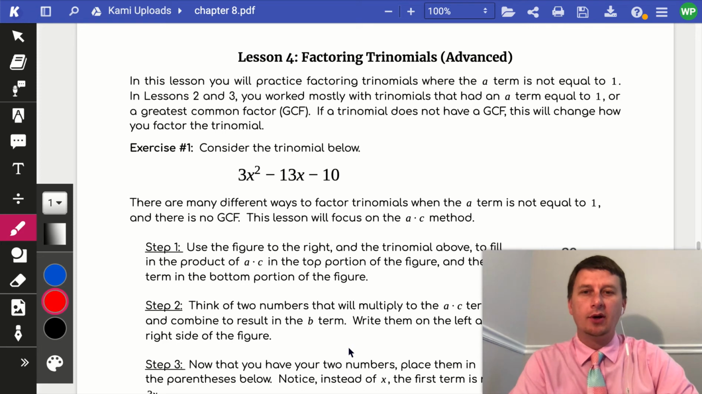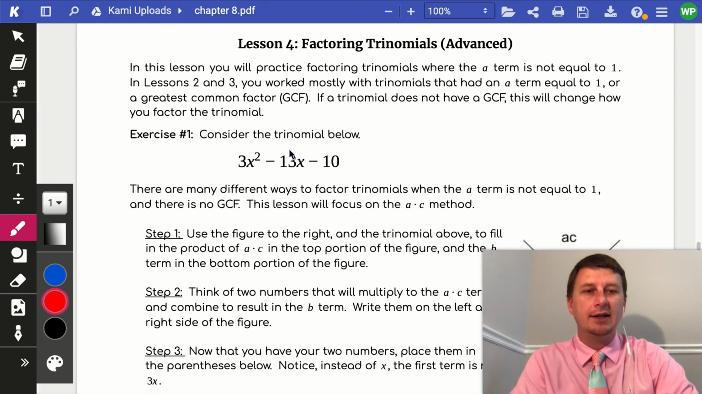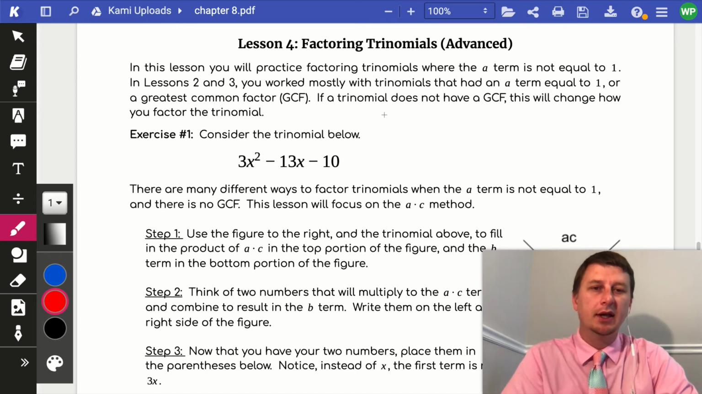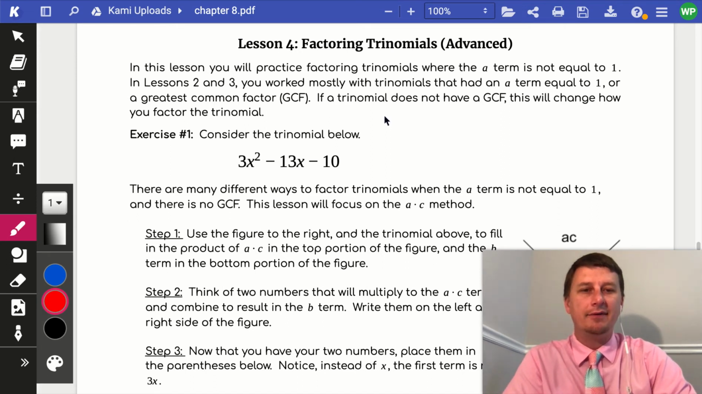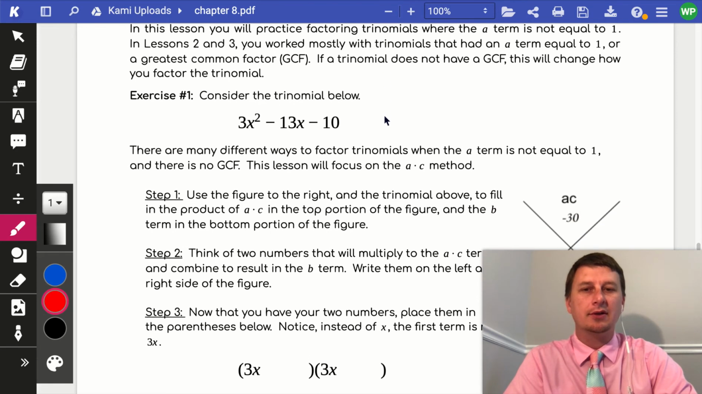And in this video, we're going to be looking at Lesson 4, where we're going to be factoring advanced trinomials now. If you remember in Lesson 2, it was the simple ones. Now we're going to get a little bit more advanced, which is a slightly different method that we use. So in this lesson, you'll practice factoring trinomials where the a term is not equal to 1. Now remember, the a term is the coefficient of x squared in a trinomial. So in lessons 2 and 3, you worked mostly with trinomials that had an a term equal to 1, or a greatest common factor if the a term was not equal to 1. If a trinomial does not have a GCF, this will change how you factor the trinomial.